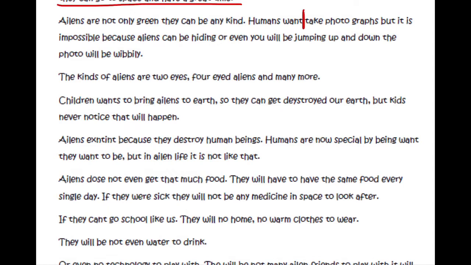Moving on, "aliens are not only green, they can be any kind. Humans want," note that there's an error here, "want to take photographs." There's an error there as well, "but it is impossible because aliens can be hiding, or even you'll be jumping up and down. The photo will be," I assume this means wobbly.